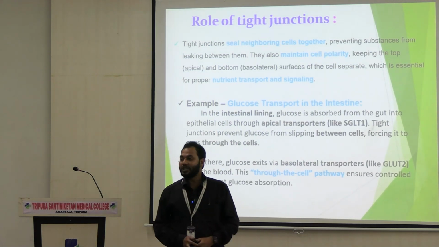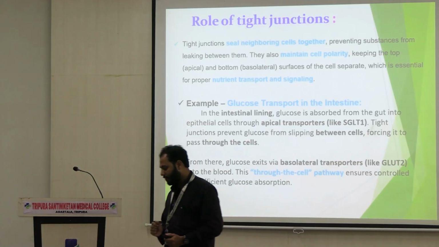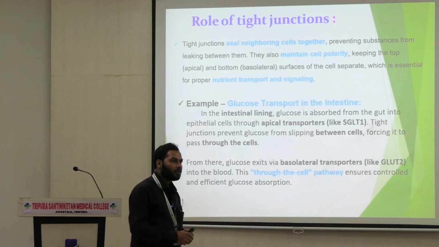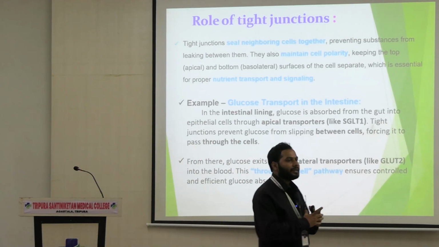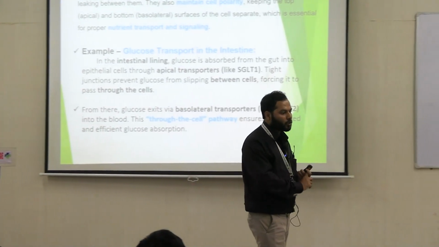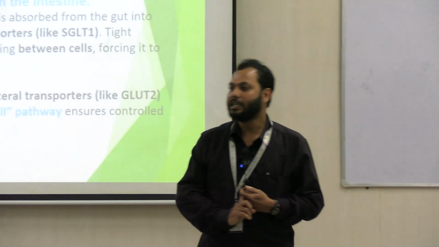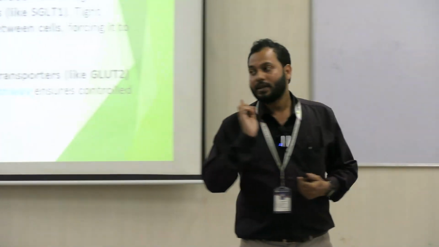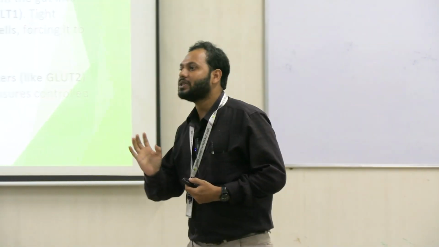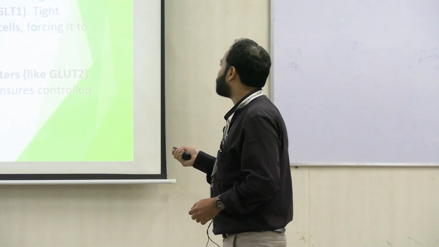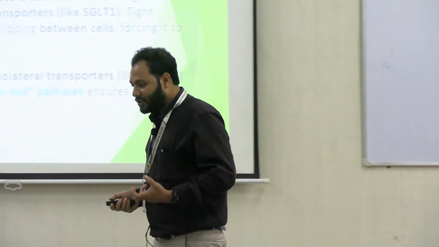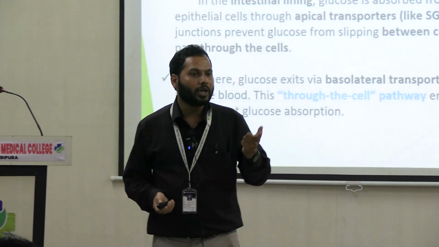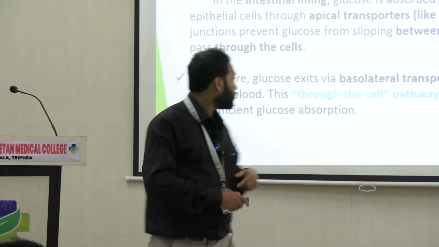Now, if you see a specific example, like the transport of glucose. We have already seen that the transport of glucose basically occurs by an active process. So, here this tight junction actually promotes the glucose transport. So this example actually explains how tight junctions facilitate the transport of glucose by the transcellular pathway instead of the paracellular pathway, right?